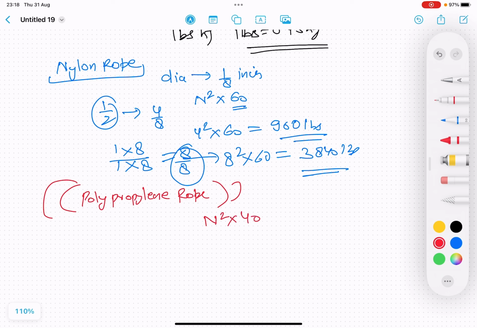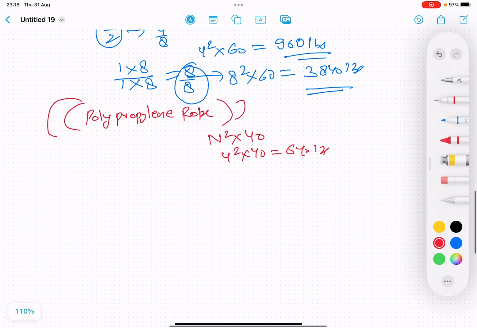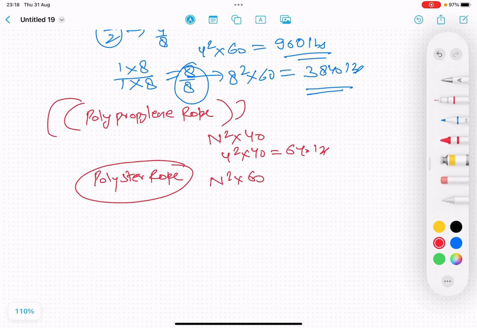If that is half of an inch, then 4 squared into 40, so it comes out to be 640 pounds. Okay, this is polypropylene rope. Similarly, for the polyester rope, if the rope is made up of polyester, it is the same. You have to convert everything again the same way, but you have to multiply by 60, n squared into 60. Okay, this is the polyester rope.